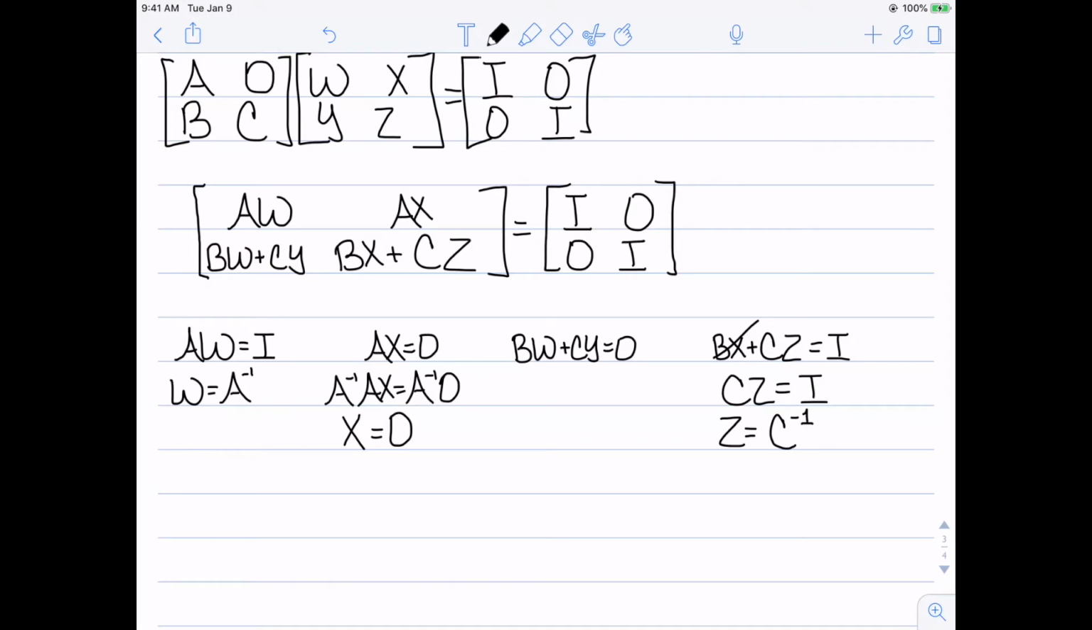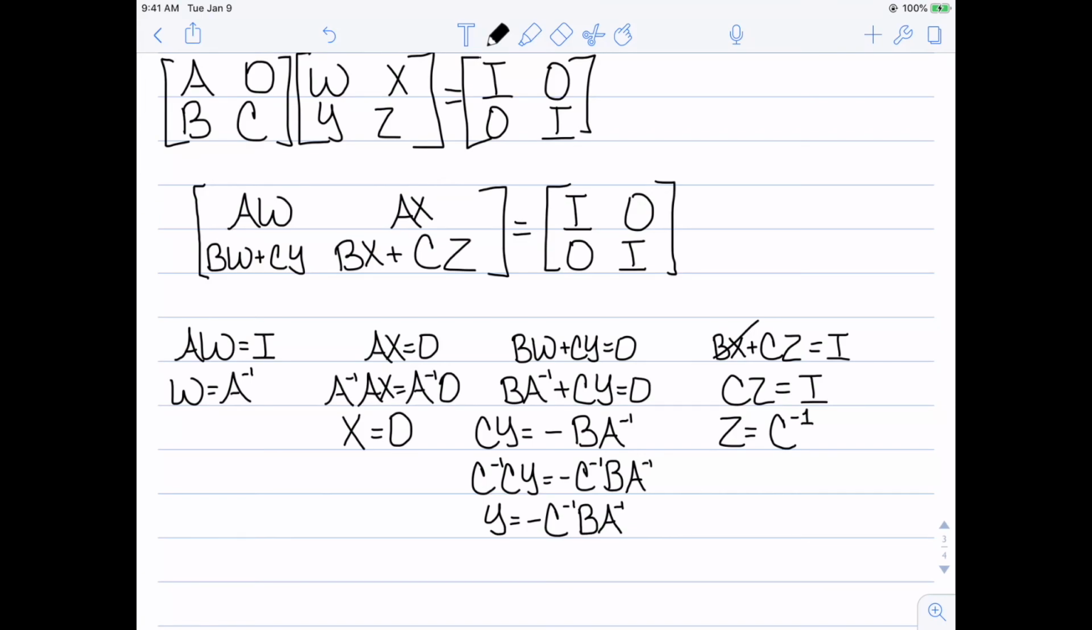My third equation, I'm going to stick in what I know for W. That gives me BA inverse plus CY equal to 0. I'll subtract BA inverse over. I'm left with CY equal to negative BA inverse. We've already said that C is invertible, so I can multiply both sides by the inverse of C. And when I do that, the left-hand side becomes Y, the right-hand side becomes negative C inverse BA inverse. So now I have a formula for the inverse of this particular matrix.